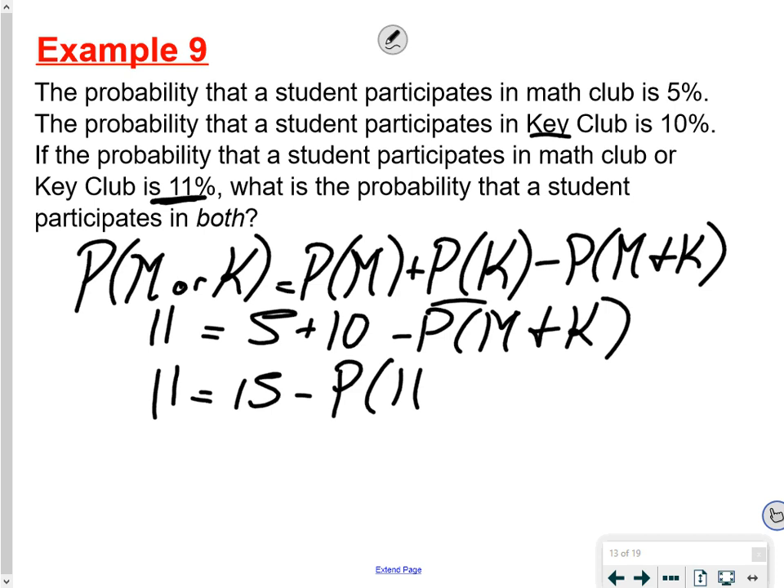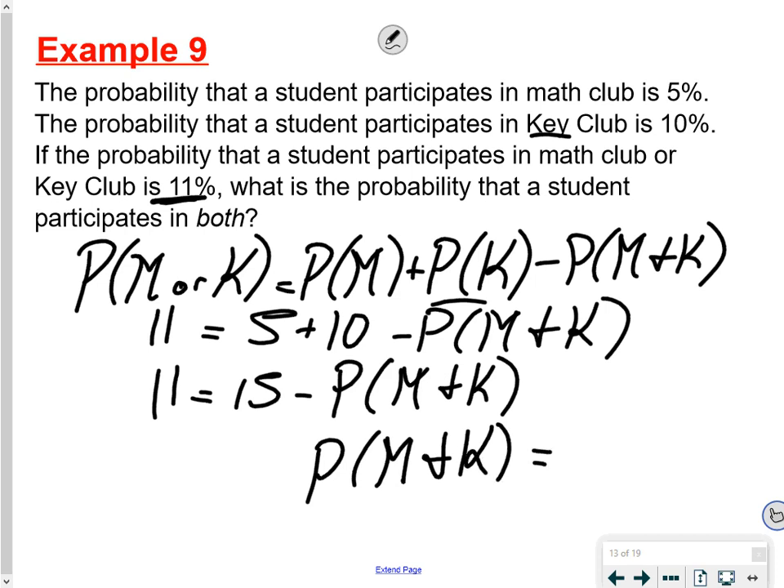So I'm writing all this work, okay, when really we could just find the difference. So these might be a little bit quicker when you do them because you're going to add up the two independent probabilities, subtract off the probability of M or K, and we just get 4.